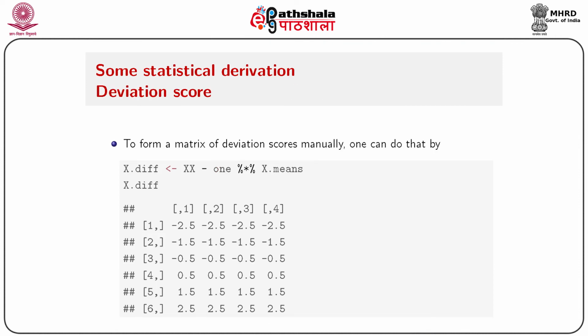To form the matrix of deviation scores manually, one can do it by saying x dot diff equals double x minus 1 matrix-multiplied with x dot means, and that will give you x dot diff, which is actually what you are looking for. You can compare it with the earlier derivation that we generated by the scale function, setting scale equals FALSE as the argument.